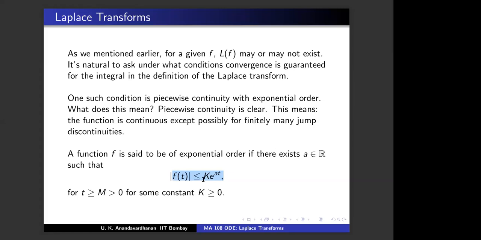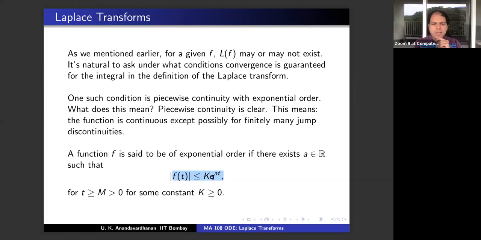Yes, sir. Because f1 will be less than or equal to k1 e power a1t, and f2 will be less than or equal to k2 e power a2t. You can take maximum of those constants and maybe multiply by 2 or something if necessary. And then you have e power a1t and e power a2t. One of them may be dominating. Take the dominating thing, and you can write mod ft is less than or equal to twice that constant times e power the dominating one. So sum is okay. What about scalar multiple?